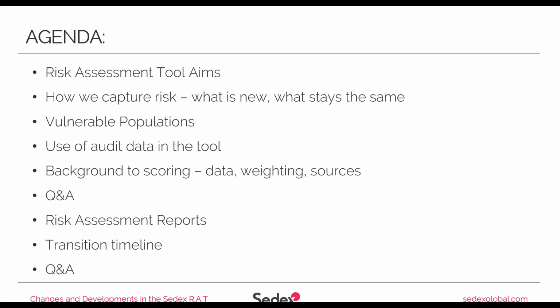So that includes the fact that the new tool will be giving a lot more visualization and information about vulnerable populations in supply chains. We'll talk through how audit data is used in the tool. And then we'll also give some background to the data that we use to create the scores, how we put those together, and the weightings that are given to various sources of information. And then we're going to stop for a Q&A.